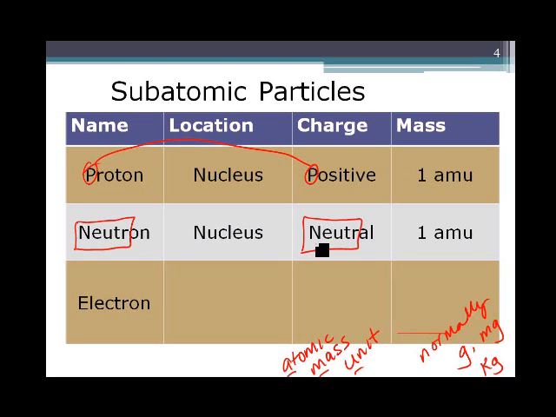The electron, as we know from Rutherford's model, is outside of the nucleus. It's in the electron cloud. The charge on an electron is negative, as we know from Thomson's experiment. The mass of an electron is very, very small. It's so small, in fact, that we actually consider the mass of an electron to be 0.